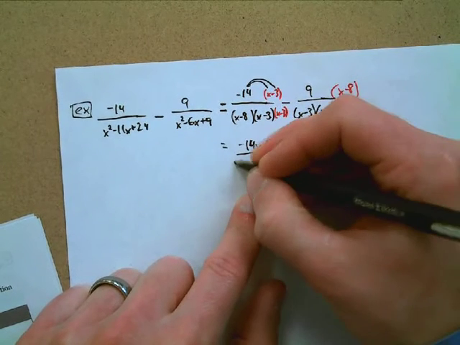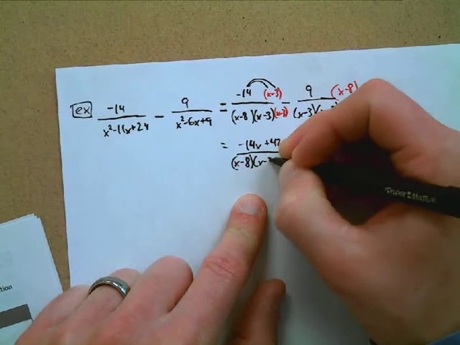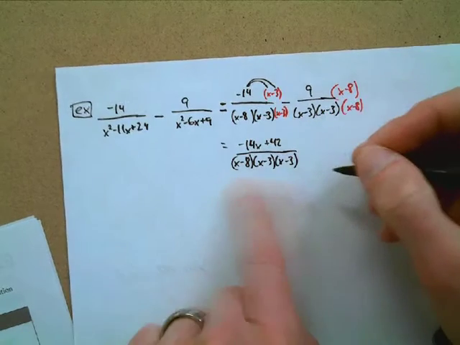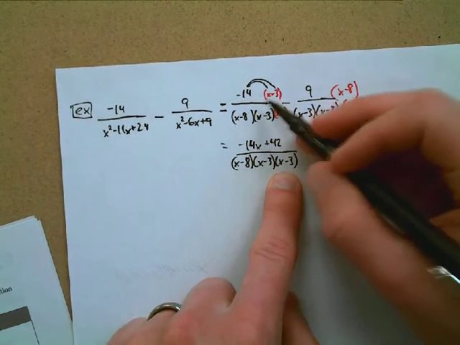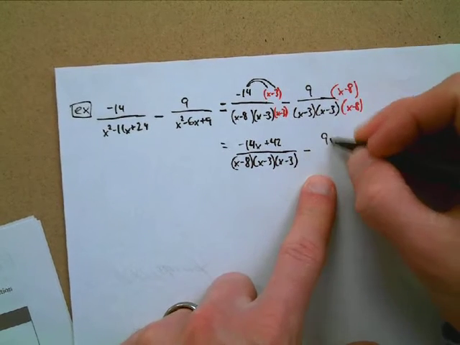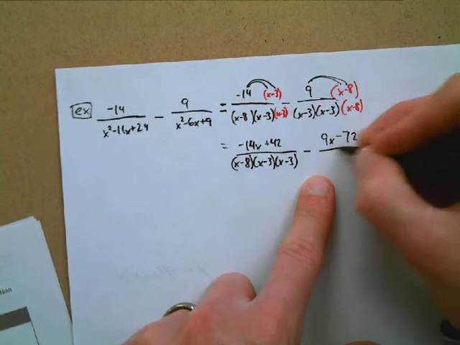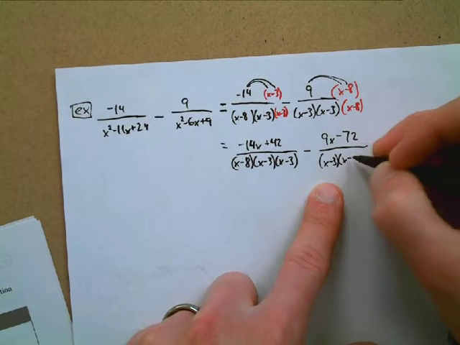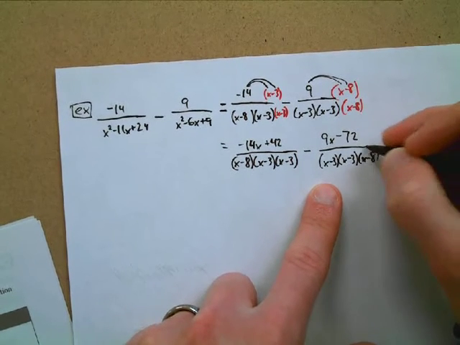Don't multiply out your denominator. Leave it the way it is. Leave it factored like that. So the x minus 8, the x minus 3, and then the other x minus 3 right there. But I do want you to distribute the numerator for sure. And then 9 will distribute, so 9x, and then 9 times minus 8 is minus 72.